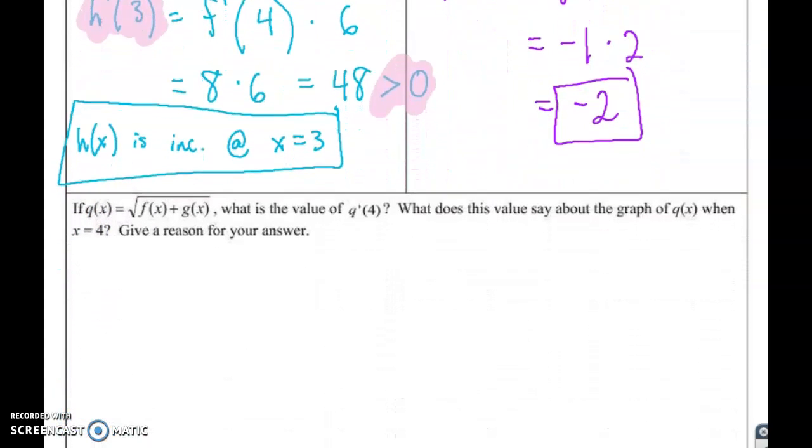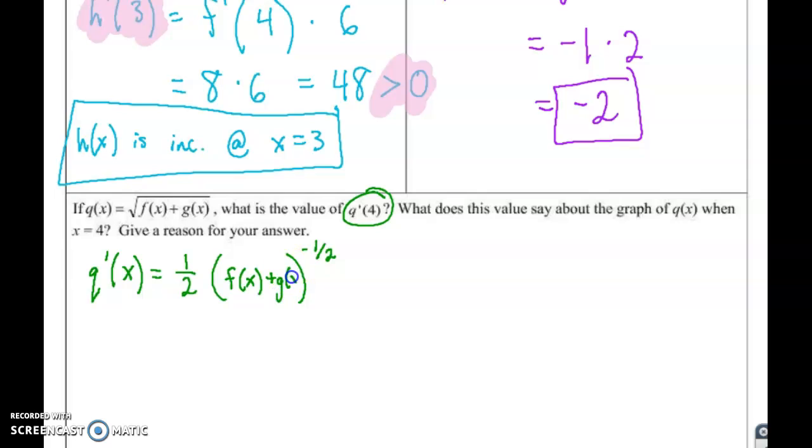And throw out one more problem at you. Define it as q of x, and we want to find q prime of 4. So let's start by finding q prime of x. I hope by now you're familiar that this is to the 1/2 power. That's going to happen a lot. So the derivative will be bring the 1/2 out front. It's now to the negative 1/2 power. You leave these functions alone inside, f of x plus g of x. But then you need to multiply by the derivative of the inside function, which is just the sum rule, the derivative of the first plus the derivative of the second.